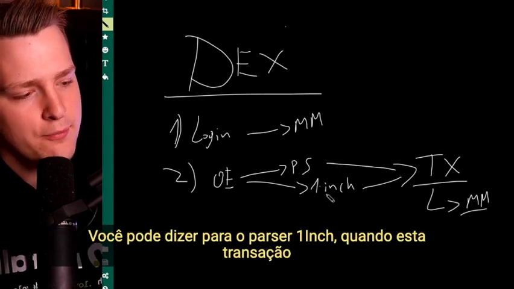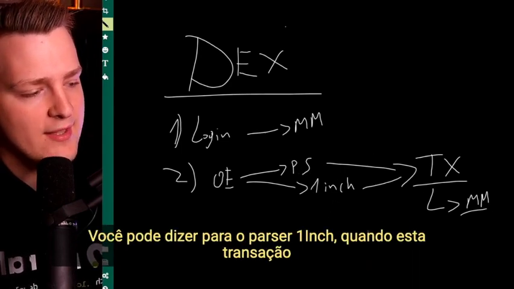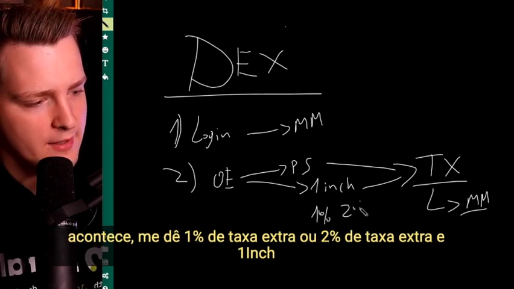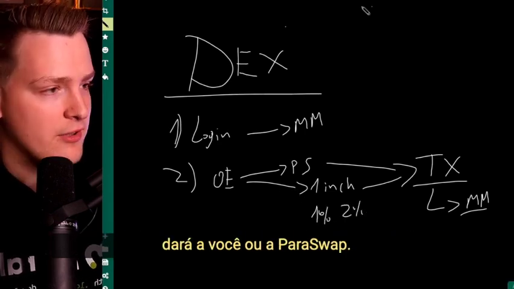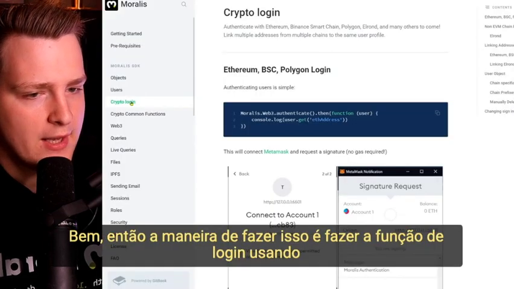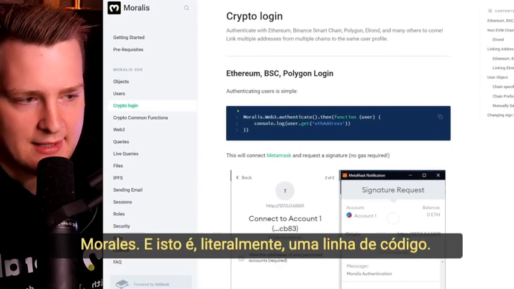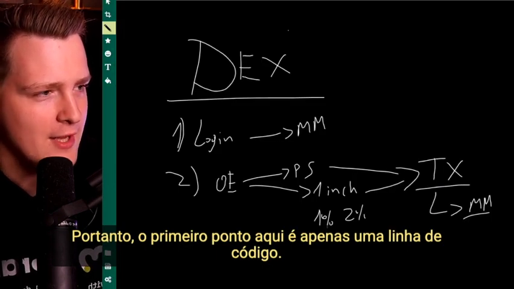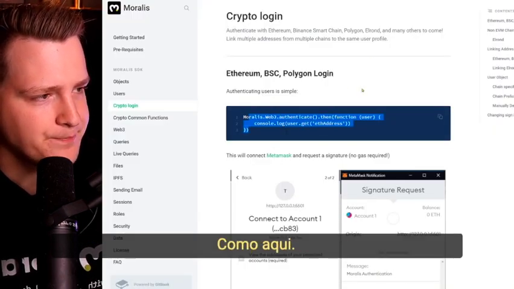You can say to Paraswap or 1inch, hey, when this transaction happens, give me 1% extra fee or 2% extra fee, and 1inch will give it to you, or Paraswap. So the way to do it is to do the login function using Moralis, and this is literally one line of code. So the first point right here is just one line of code. Use Moralis to do it like here.